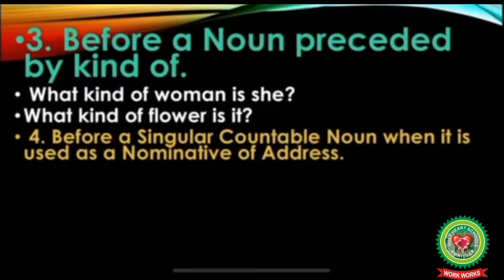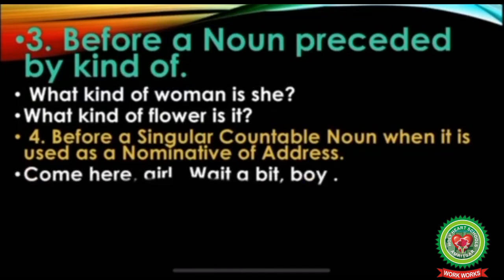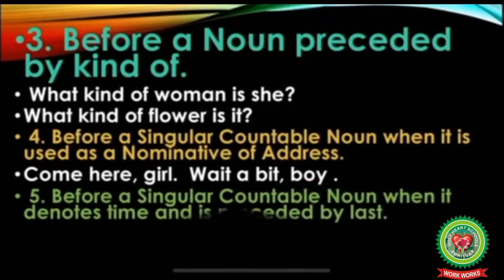Next is before a singular countable noun when it is used as a nominative of address. When we are addressing a person, we will not be using any article there. See here, come here, girl, not a girl. Wait a bit, boy, not a boy. When we are addressing somebody.